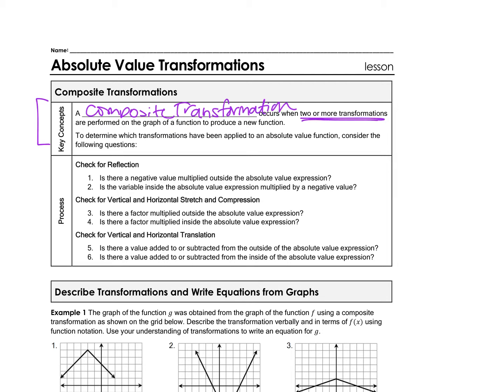To determine which transformations have been applied to an absolute value function, consider the following questions. Whenever you're checking for a reflection, you're looking to see: is there a negative value multiplied on the outside? Is there a variable on the inside that's multiplied by a negative? So those are your reflections, remember the negative. To check for a vertical or horizontal stretch or shrink, compression, is there a factor multiplied on the outside or on the inside? So that's what you're checking for there.